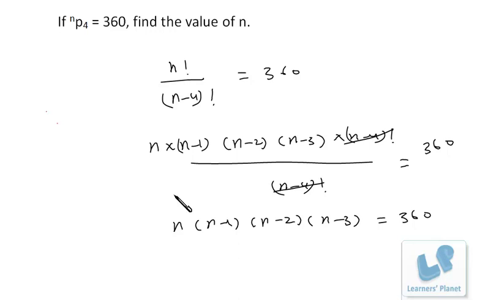Now suppose I take n as 6. So it is 6 into 5 into 4 into 3. So 6 fives are 30, into 4 is 120, into 3 is 360. That means n is 6. Simply you can solve. So this is the solution of this problem, and this is just usage of the formula, so I won't be spending much time on this. Now let's go on to the conceptual problems.